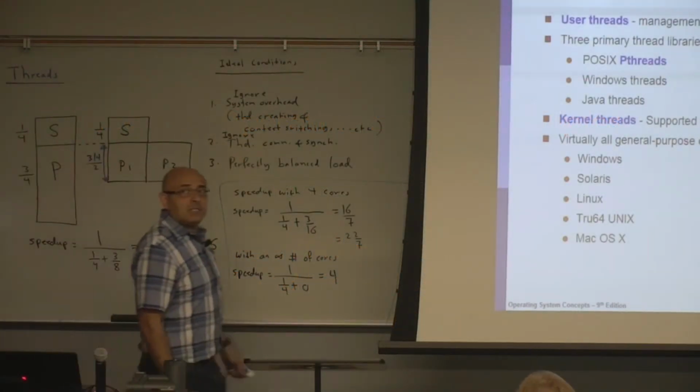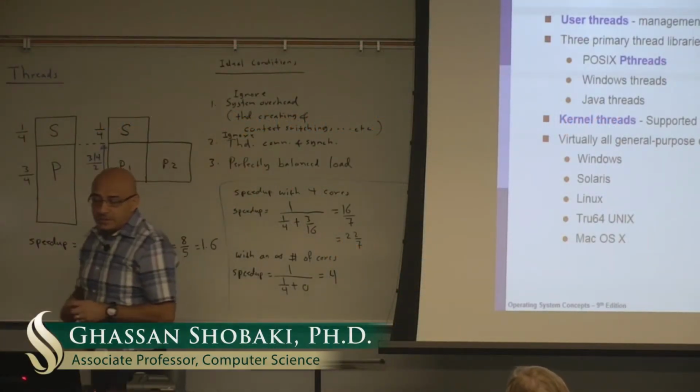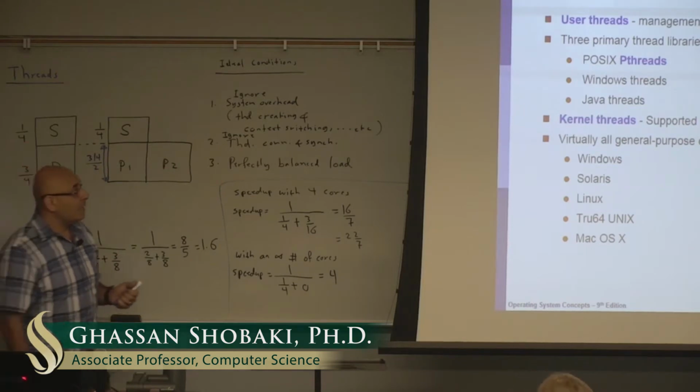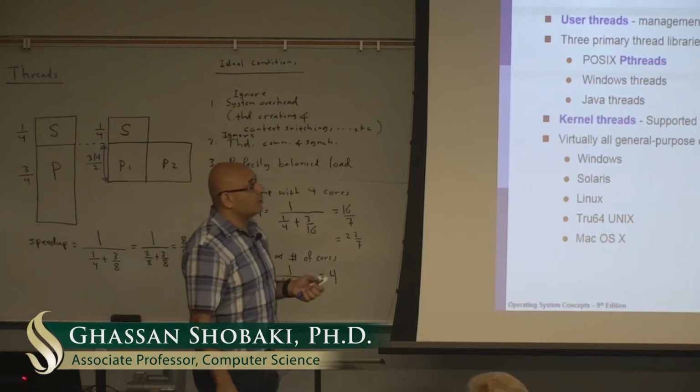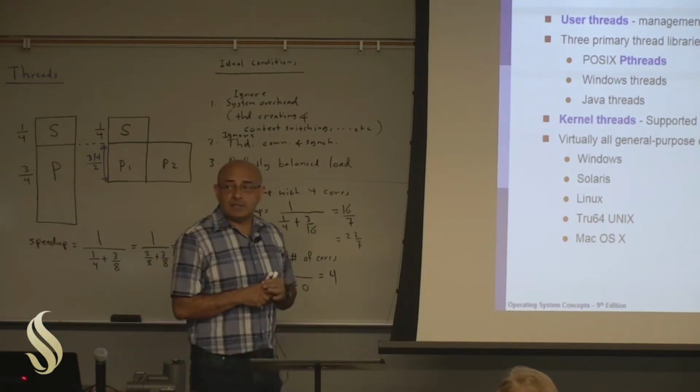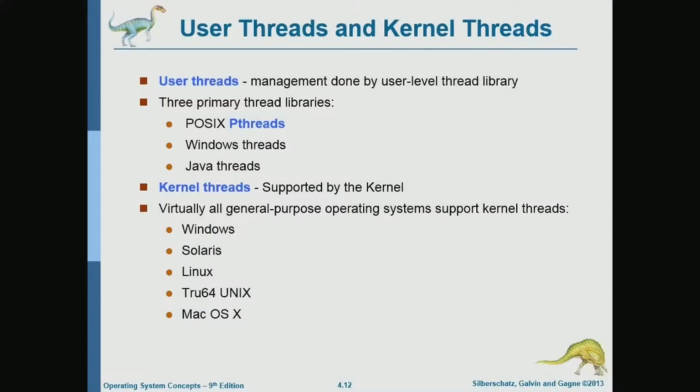Now, the relation between user threads and kernel threads. Most of the time, we use thread libraries. Like in assignment number 2, we will be using a library that implements the POSIX standard, POSIX threads. That's what we will be using in assignment number 2. There are other libraries like Windows threads and Java threads. We will be using POSIX.